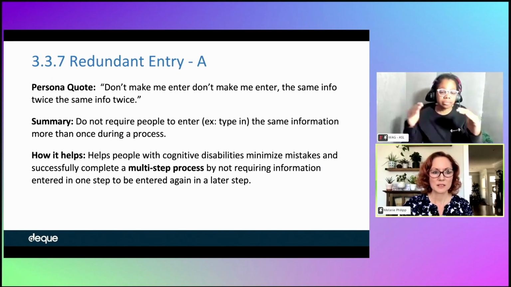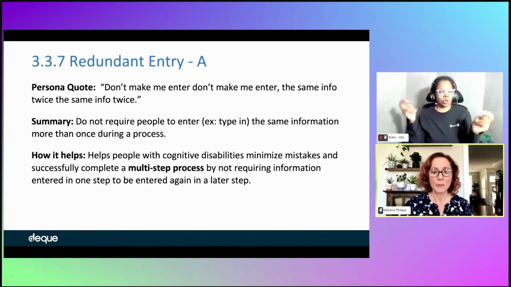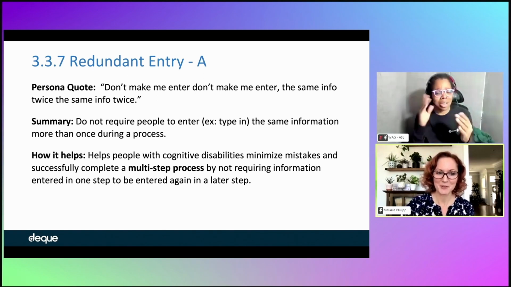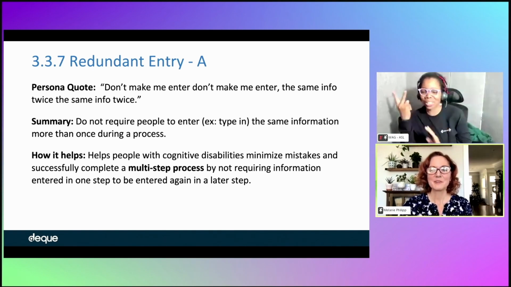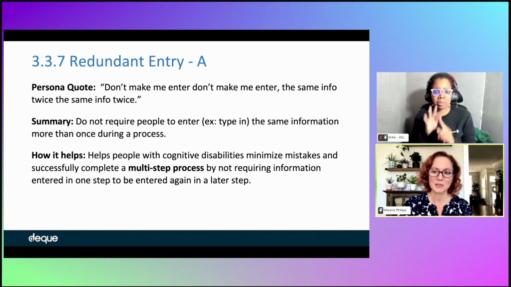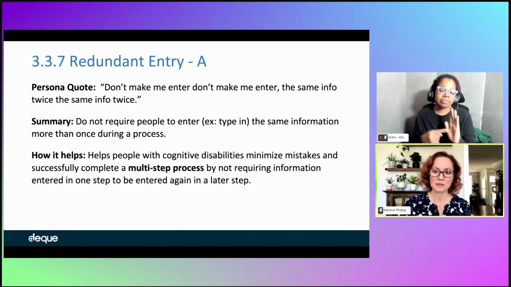Next up, we have redundant entry, which is also a level A criteria. Our persona quote for this one is, "Don't make me enter the same info twice." Completing forms can be straining for some people, especially those with cognitive disabilities or motor disabilities. Some forms require you to input the same information more than once. For example, an address.